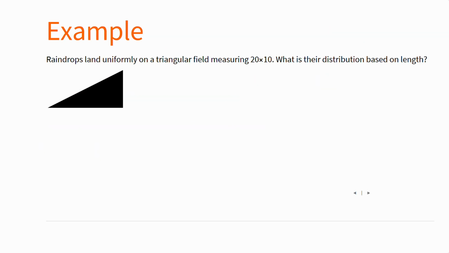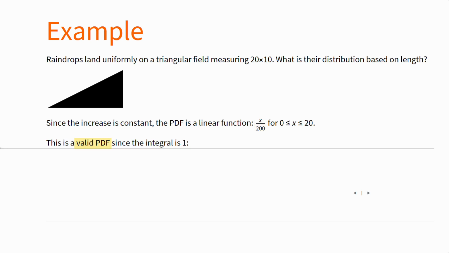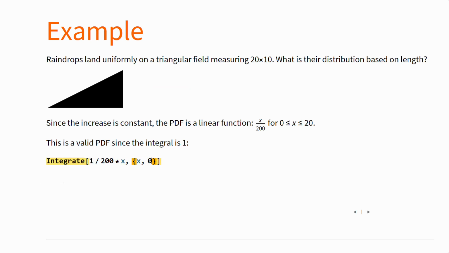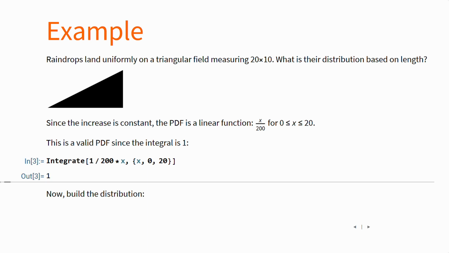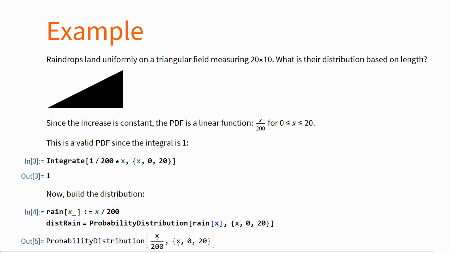As another example, consider rain landing uniformly in a triangular field of length 20 and width 10. If x represents the x-coordinate, x/200 would be the probability of width on the length. To confirm the validity of this PDF, you can see here the function is always positive, and integrating the function over the domain x, you can see the total is 1. Now that you've confirmed this is a valid PDF, just write the function out, then the distribution.